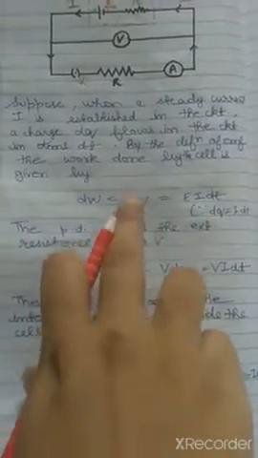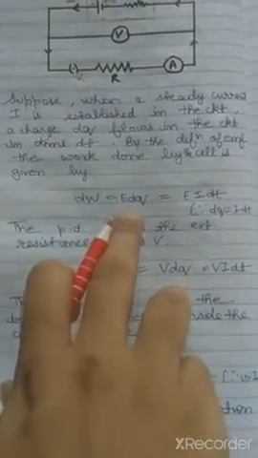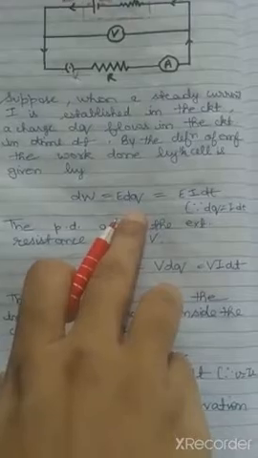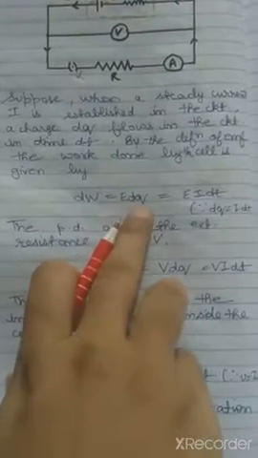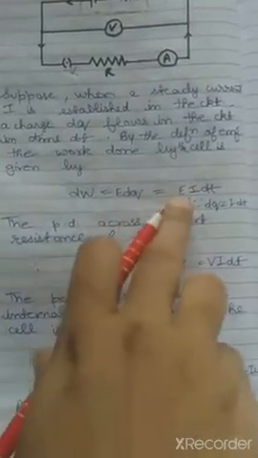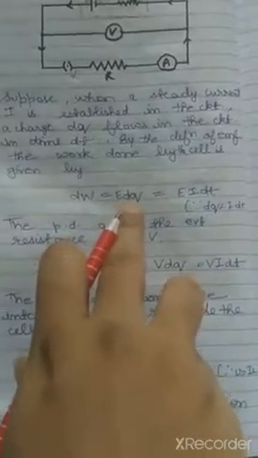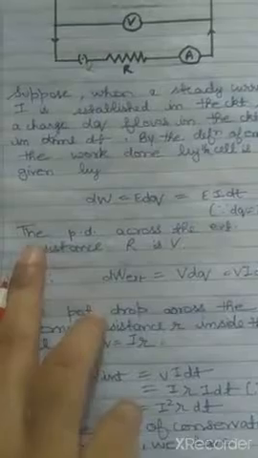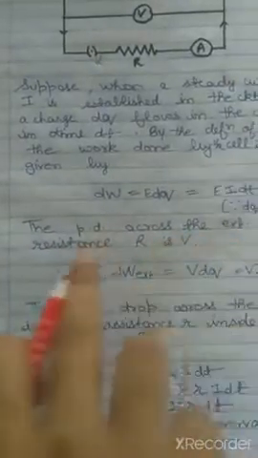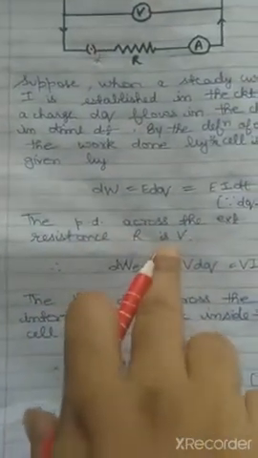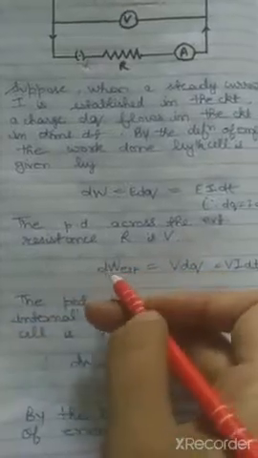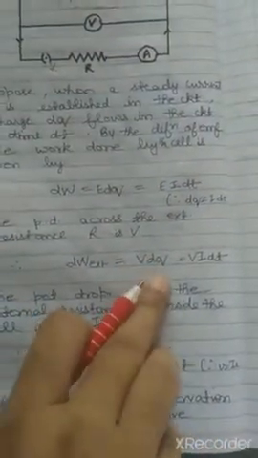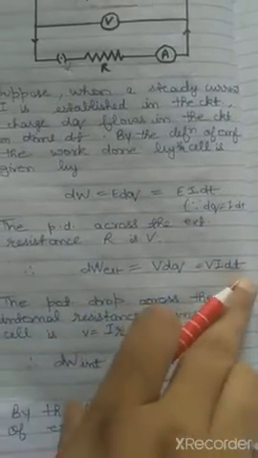So dq will become equal to I into dt, if dq charge flows through time dt. So E dq, in place of dq we write I dt, so this will become E I dt. Now the potential difference across the resistance is V, so the external work done will be equal to V into dq, and dq will be equal to I into dt.